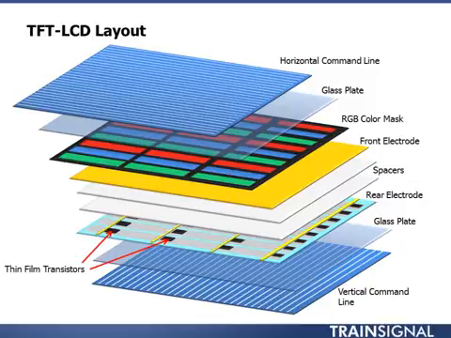But you can see it's all these little thin layers put together, where you have your matrix, your horizontal and your vertical command lines. You have your glass plate. You have front and rear electrodes. You have some spacers. You have your RGB color mask. And you smash them all together, and you end up with this nice, thin display.